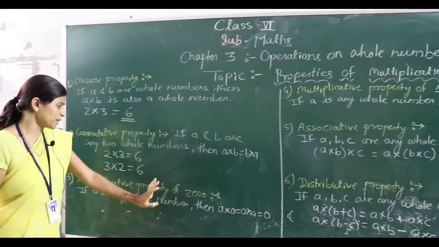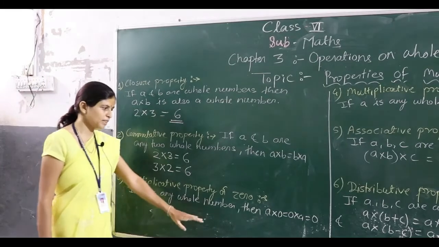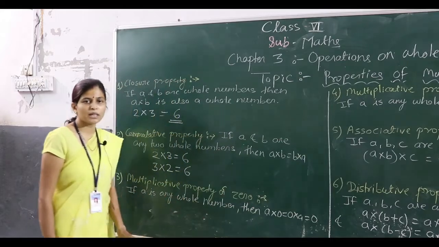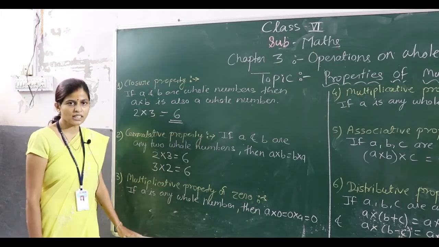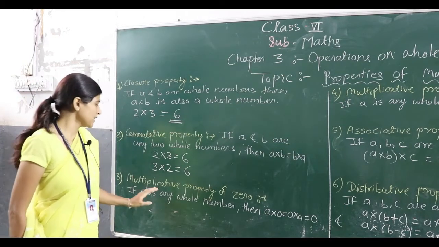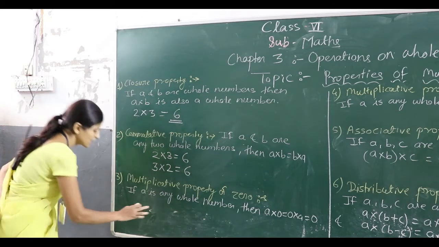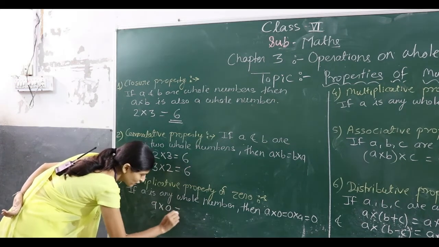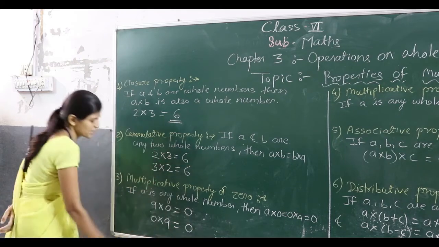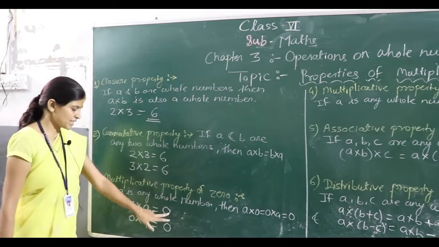Third one, multiplicative property of 0. If a is any whole number, then a into 0 or 0 into a equal to 0. If we multiply any number with 0, we get the answer 0. In addition, if we add 0 to any number, we get the same number. But in multiplication, if we multiply 0 with any number, we get the answer 0. For example, 9 multiplied by 0, what do we get? 0. Or 0 multiplied by 9, we get the answer 0. It means 0 multiplied by any number, or any number multiplied by 0, gives the answer 0.